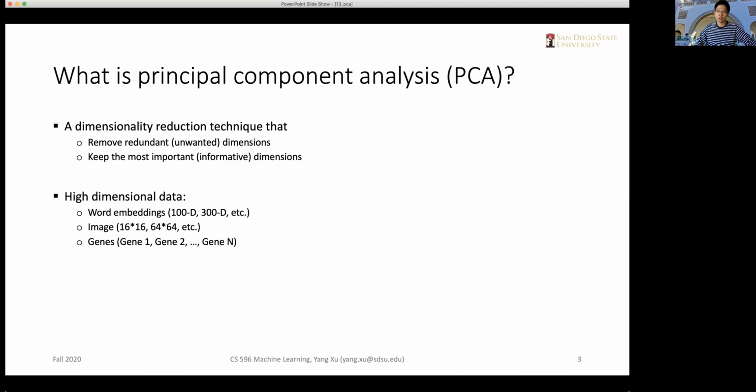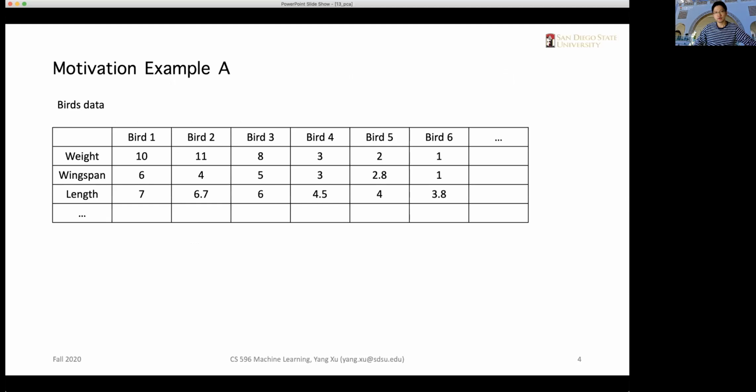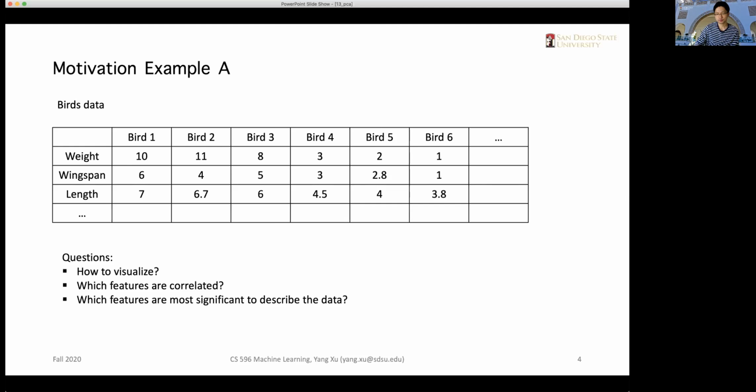So we'll use a simple example to motivate PCA here. The first example we look at is from the bird data set. Each column is a data instance here, and each row is a feature. It may be that our conventional way is to transpose the table, right? Each row should be an instance, but it's okay. It's just a transpose of our conventional view. So we have shown the weight, wingspan, and the length of a bird here.